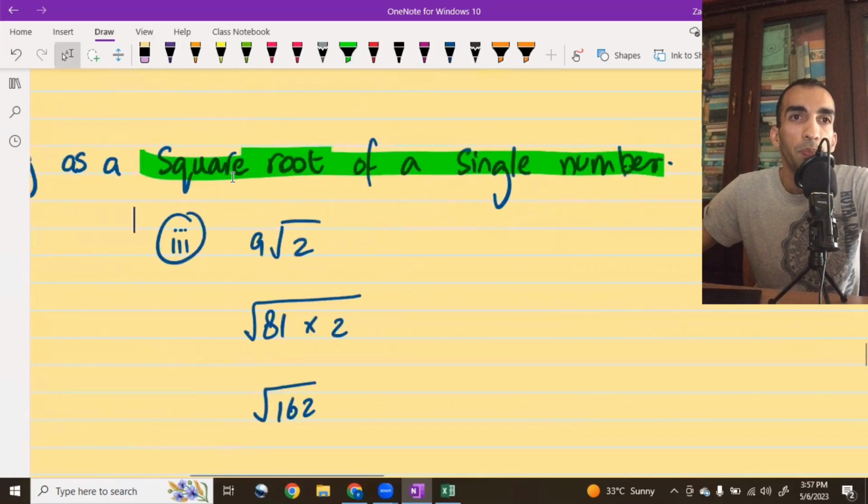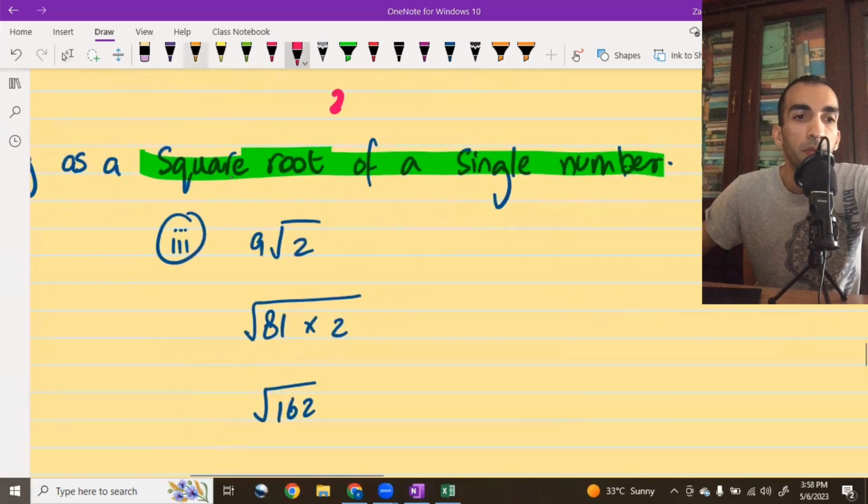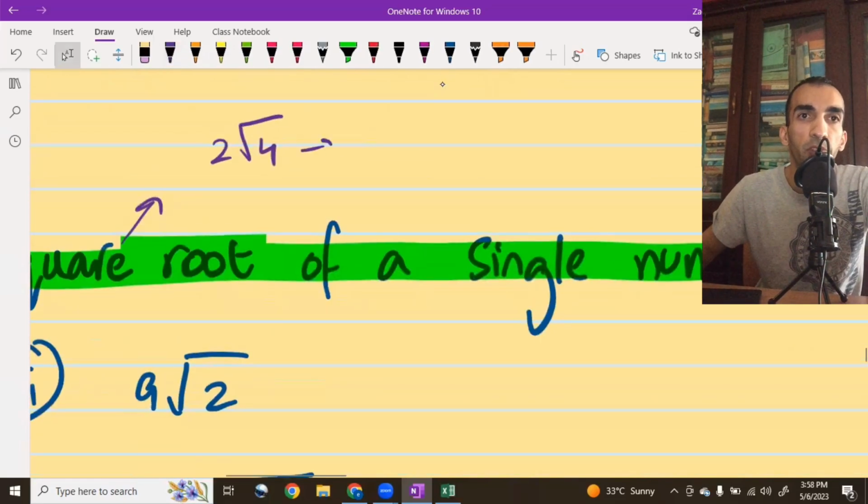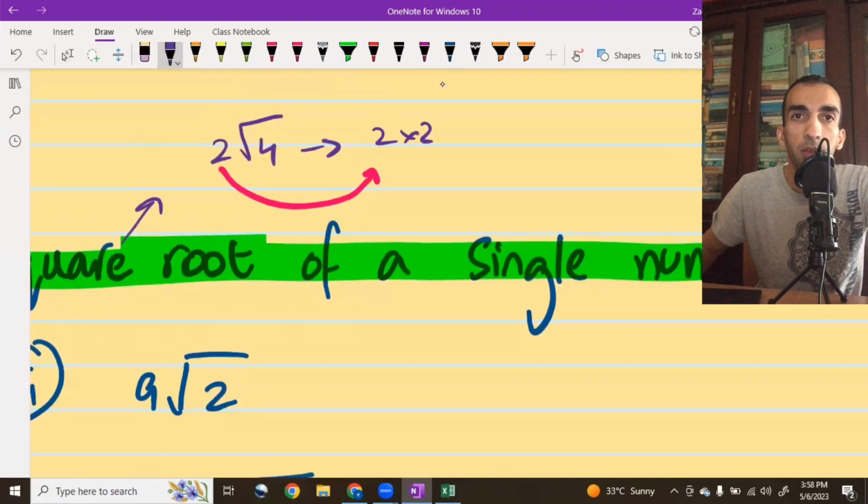They're asking us, you've been given a certain number which looks like this. For instance, 2 square root of, let's say, 4. Can we solve square root of 4 first and write this part as 2? And can I just simply write this 2 which was outside as 2 again? If I were to solve these, 2 into 2 would give me 4.